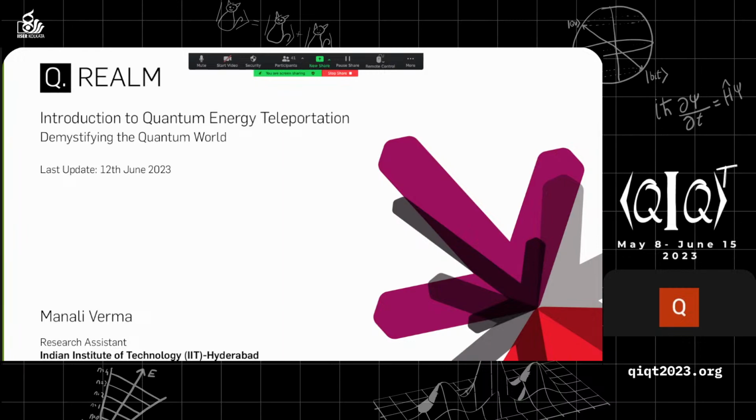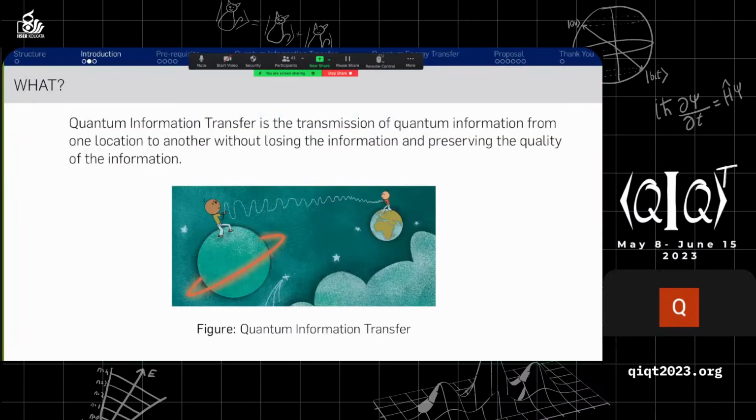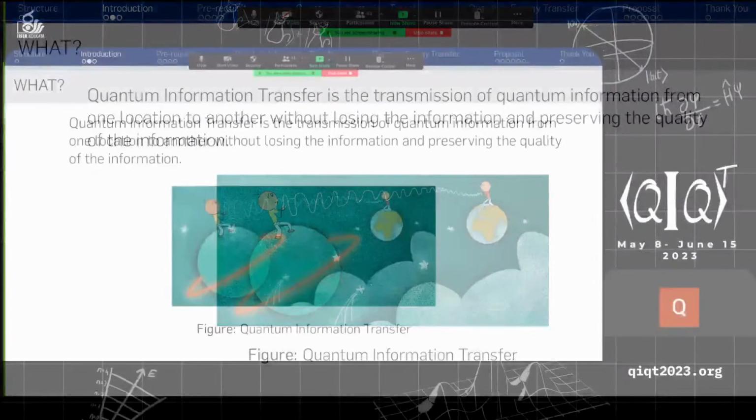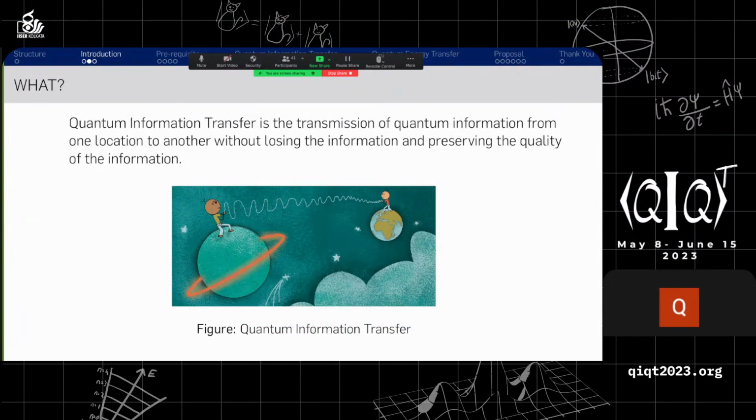Today, my talk is on the topic of quantum energy teleportation. Quantum energy teleportation is a form of quantum information transfer. So, what is quantum information transfer? Quantum information transfer is the transmission of quantum information from one location to another without losing the information and preserving the quality of the information.